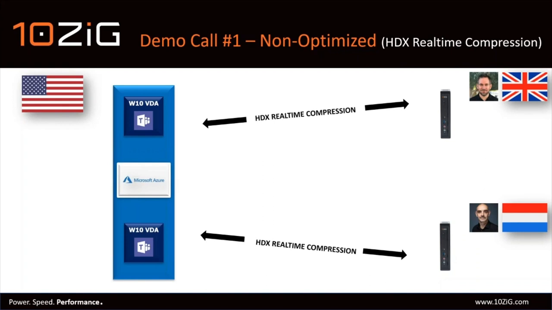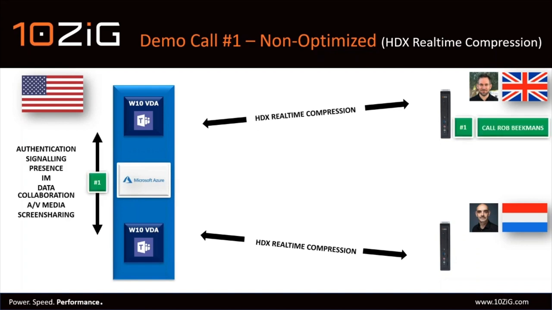So this is a technique where the webcam and USB headset or preferred audio device, which are connected to the thin clients at both mine and Rob's location, are forwarded from the endpoint to the VDA, but they're forwarded in a compressed virtual channel, the HDX real-time compression virtual channel that you see there. So when I call Rob, the authentication and signaling will originate from the Teams client that runs in the VDA within Azure, and again, as we said, hosted in Azure.